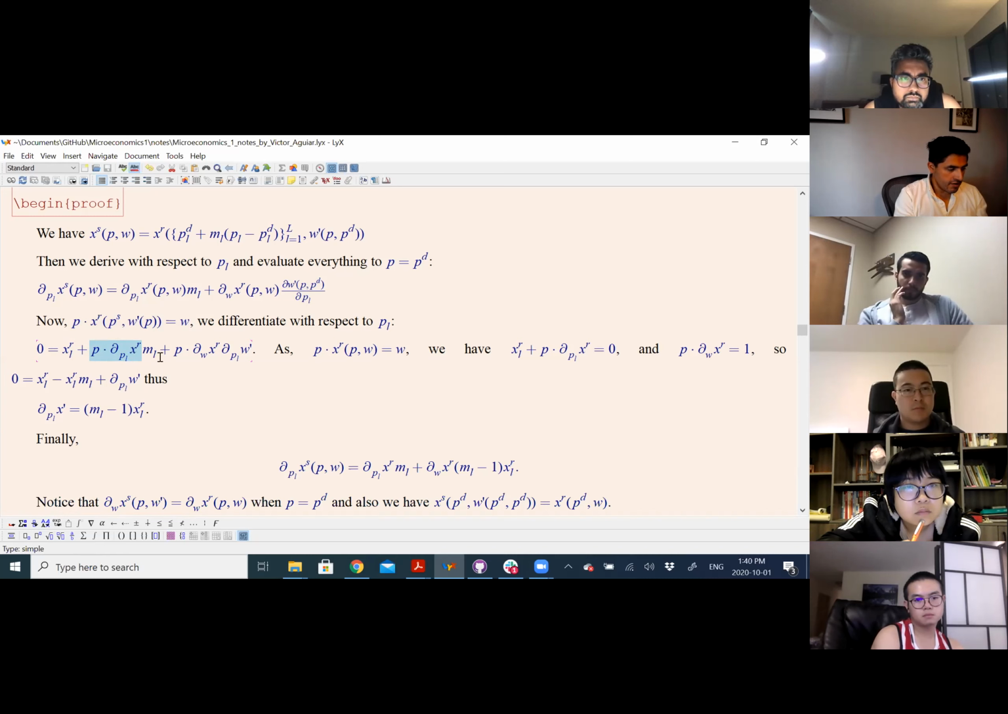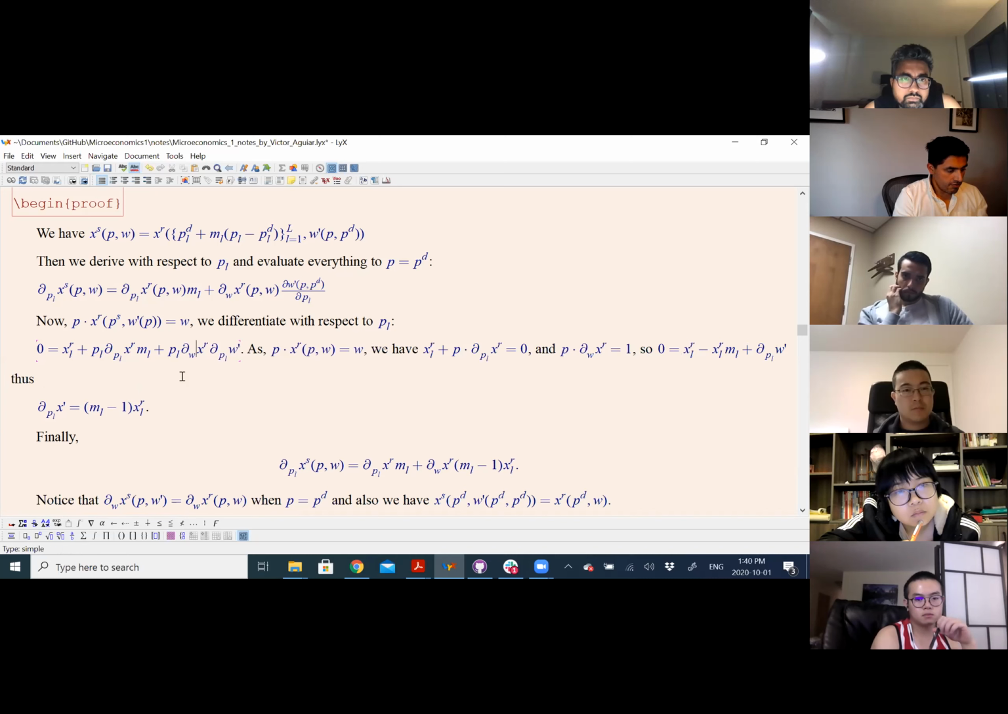Pretty much we have here this quantity, which is XR with respect to PL, and this should be PL, of course, ML, right? Plus PL partial of this particular good. Here I changed it with respect to the previous time, PL. So let's do this thing entirely again, okay? So I want to differentiate with respect to PL.